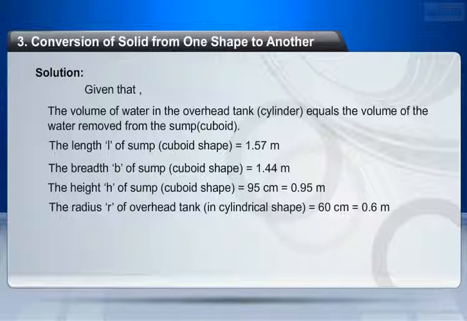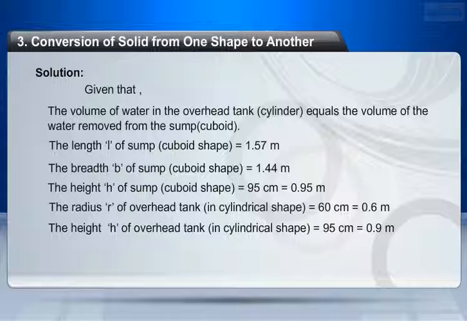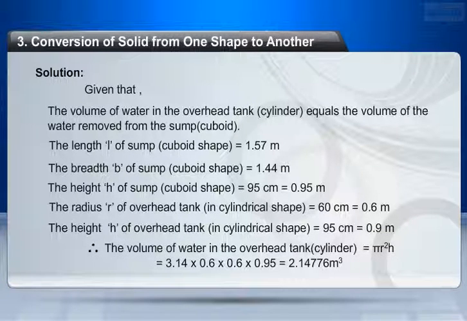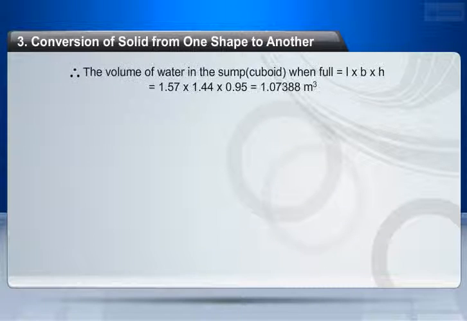The radius R of the overhead tank, in cylindrical shape, equals 60 centimeters equals 0.6 meters. The height H of the overhead tank equals 95 centimeters equals 0.95 meters. Therefore, the volume of water in the overhead tank, that is, cylinder, equals π R² H. This is equal to 3.14 into 0.6 into 0.6 into 0.95. This is equal to 1.07388 meter cube.